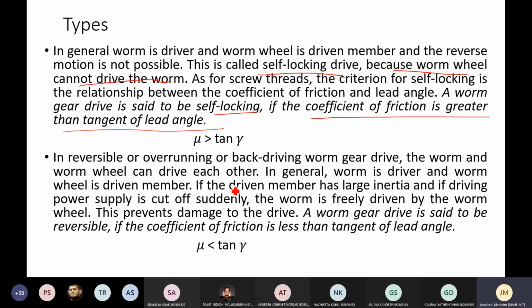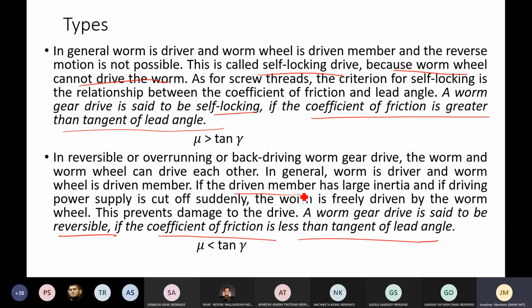If we want it to come back, then we would like to go for a non-self-locking drive, also called a reversible drive. Coefficient of friction is less than the tangent of the lead angle, as given for the screw. So in which applications is it used?